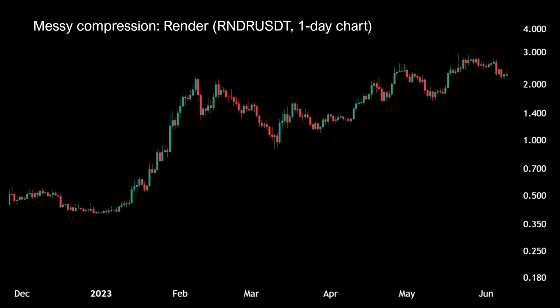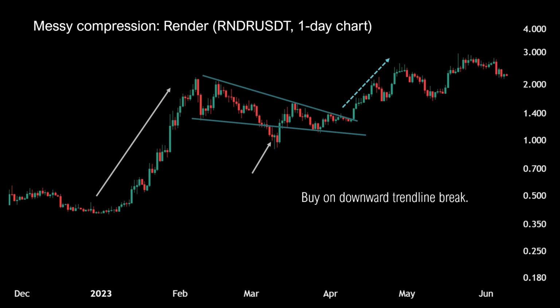Here's another messy compression example, and this one's using the Render 1-day chart. First, there's a big move higher. Then the price starts to consolidate. Now, it sort of looks like a falling wedge, but it deviates below the wedge for a time in March. Still, the general idea is that there's a consolidation towards an eventual resolution. And in this case, that happens to be with another leg higher for the token. Again, you could have bought on a downward trendline break at the top of the trendline.